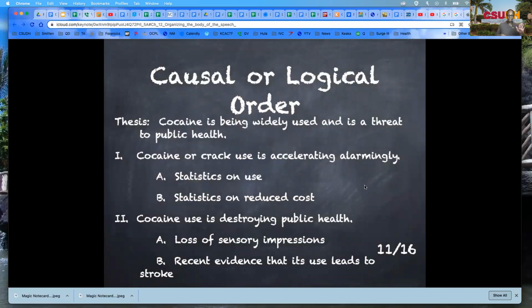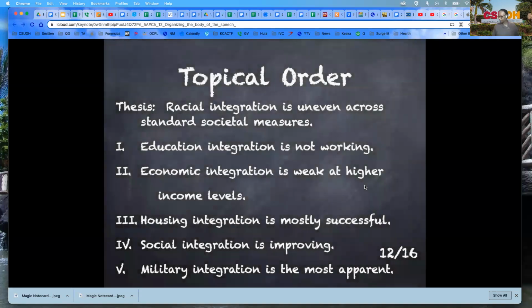This one says, this thing caused this thing. That's what this says. Okay, it says, if you did this, it caused this thing. First main point, I did this. Second main point, this is what happened. This one says, cocaine use is alarming. It's accelerating. It says, cocaine is destroying public health. That's it. Cause, effect. There you go. Topical order, most popular speech order.